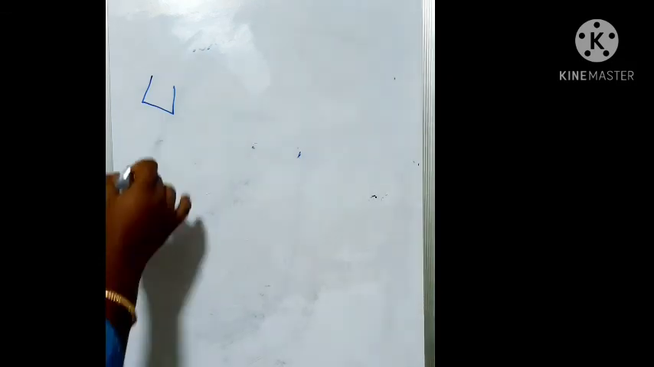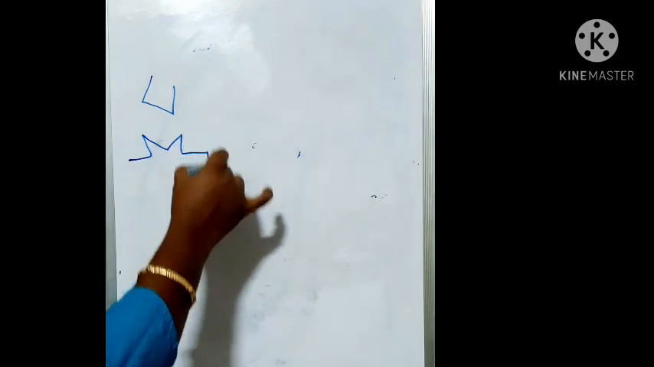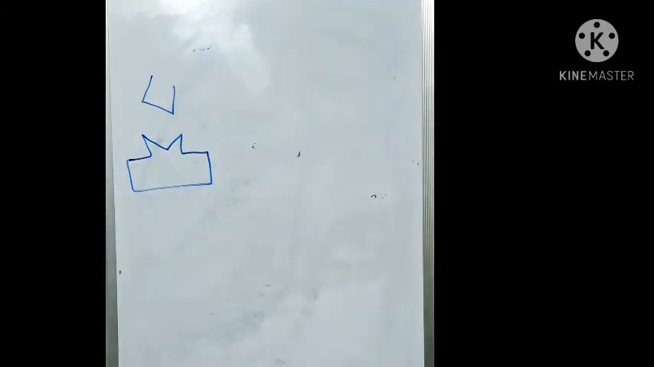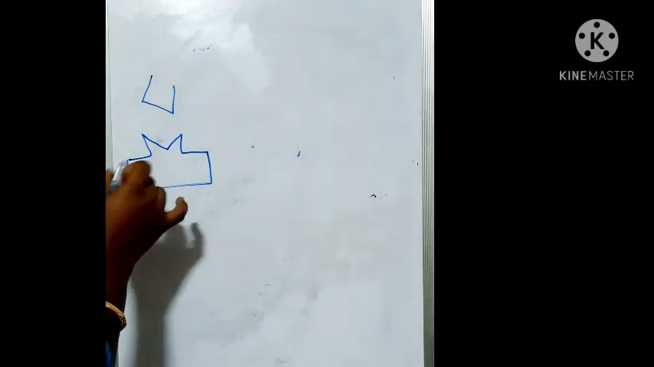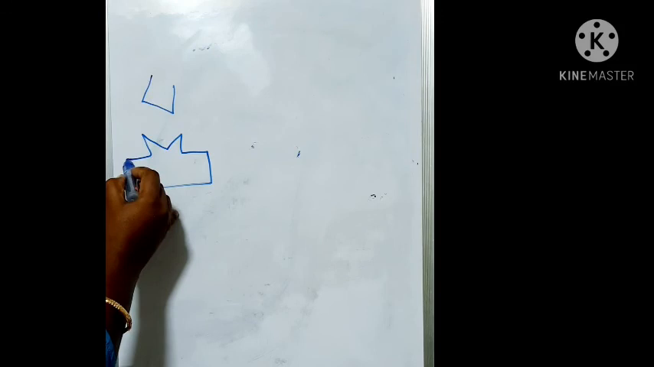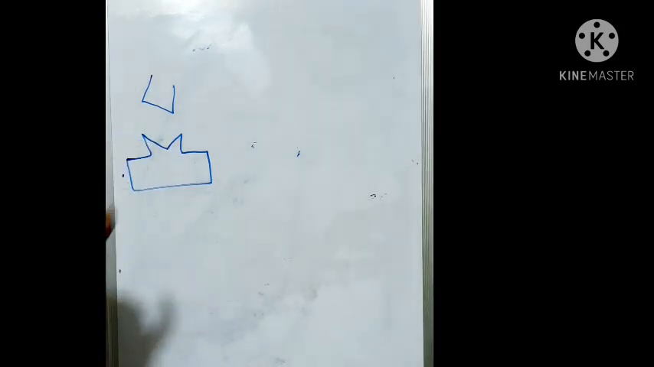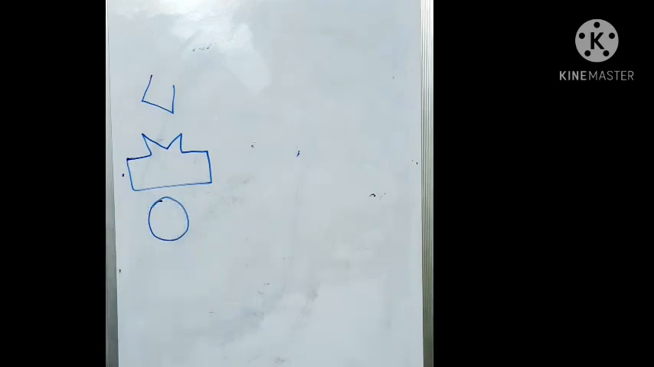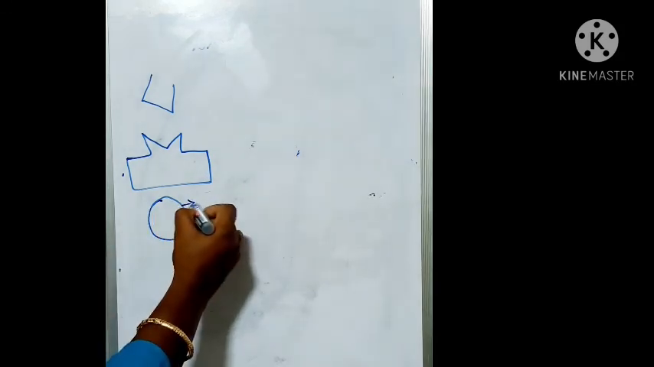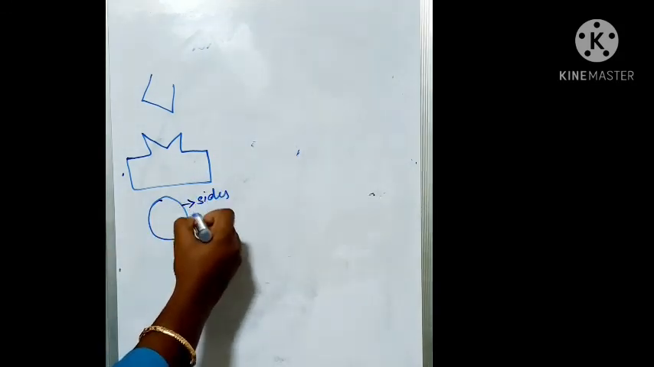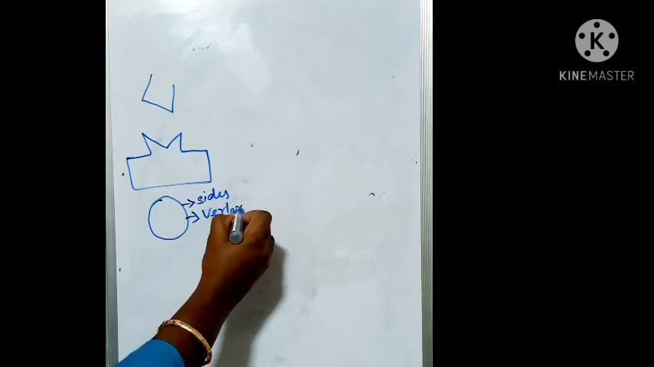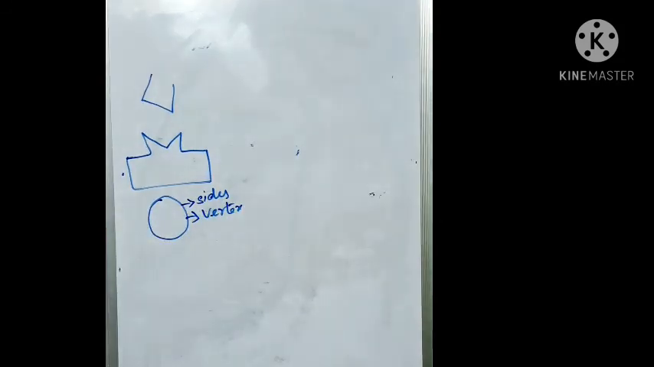Very good. Now I will draw one figure. Yes, this is a polygon. It has sides, it has vertices, joining points are there. It is closed. Okay, so it is a polygon. I draw a circle. Is it a polygon? It is closed. It is 2D. Everything is okay. But it does not have sides. No sides, no vertices. So it is not a polygon.